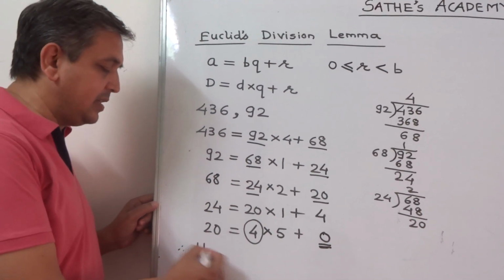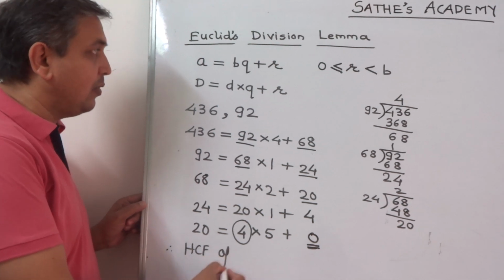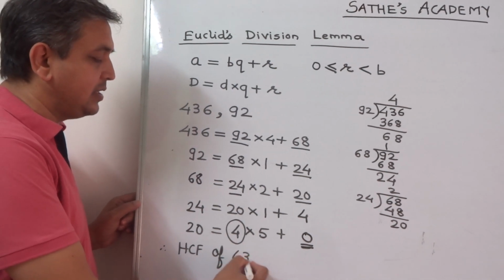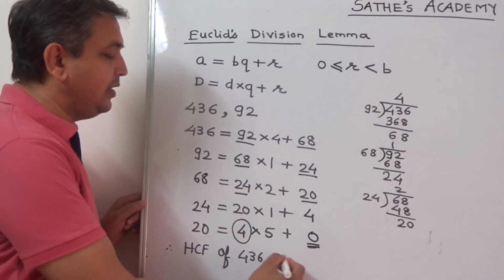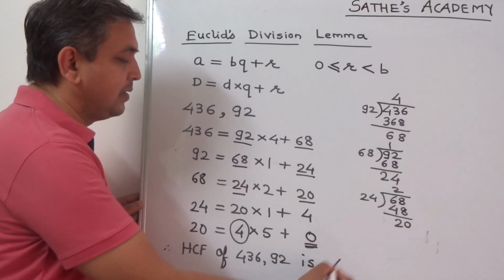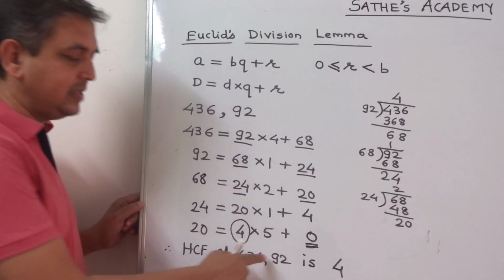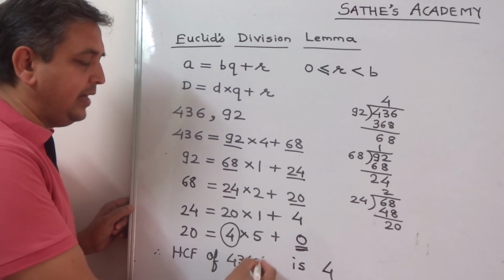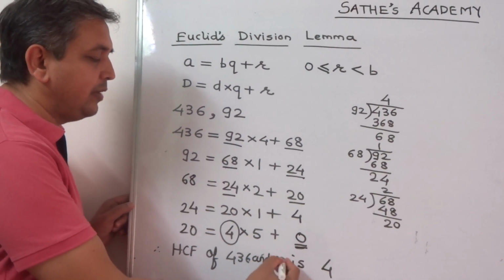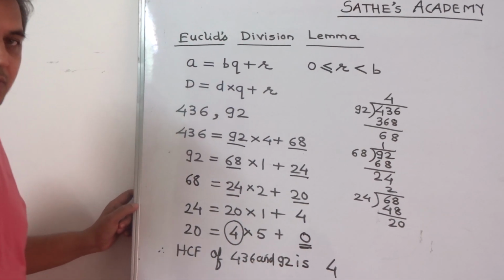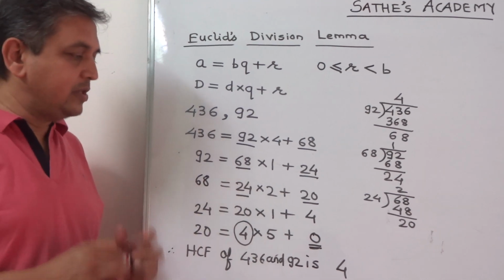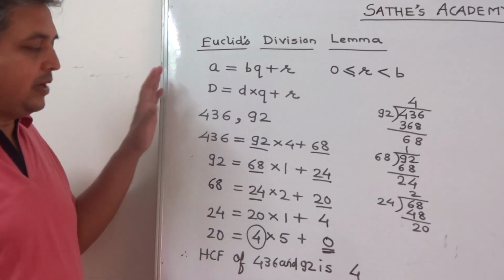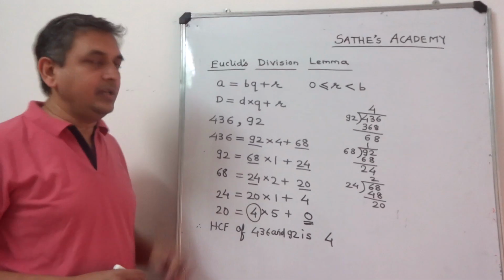and we can write the answer: HCF of 436 and 92 is 4. We say 436 and 92, these are two different numbers. Their HCF is 4. So students, we stop here for HCF of two numbers using Euclid's lemma.